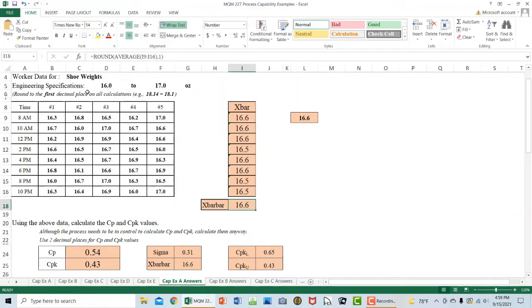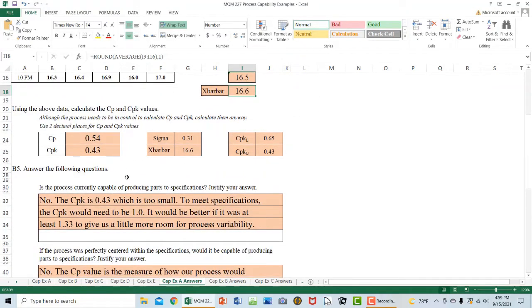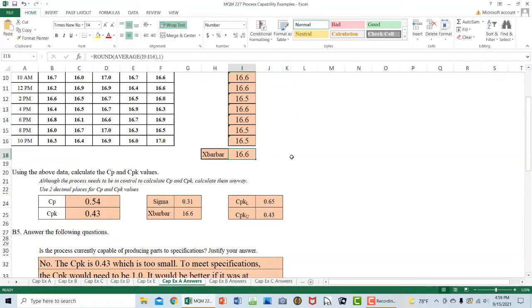16.5, which is halfway between these two, if this was perfectly at 16.5, this would have a CP of 0.54. Let's just pretend that it is at this point. I'm just going to put in 16.5, and look what happens. CPKL 0.54, CPKU 0.54, these are both the same. See how that works out? I just put it back to the way it was.